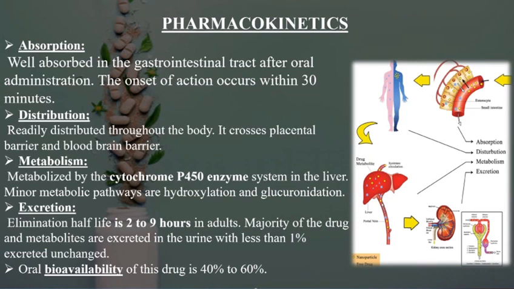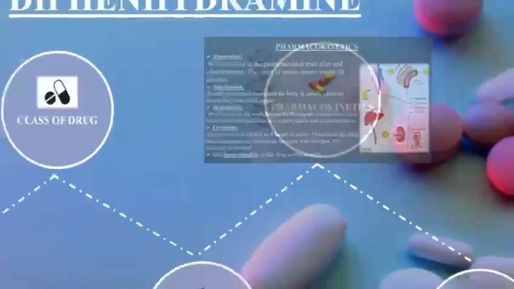Metabolism. Metabolized by the cytochrome P450 enzyme system in the liver. Minor metabolic pathways are hydroxylation and glucuronidation. Excretion. Elimination half-life is 2 to 9 hours in adults. Majority of the drug and metabolites are excreted in the urine, with less than 1% excreted unchanged. Oral bioavailability of this drug is 40% to 60%.